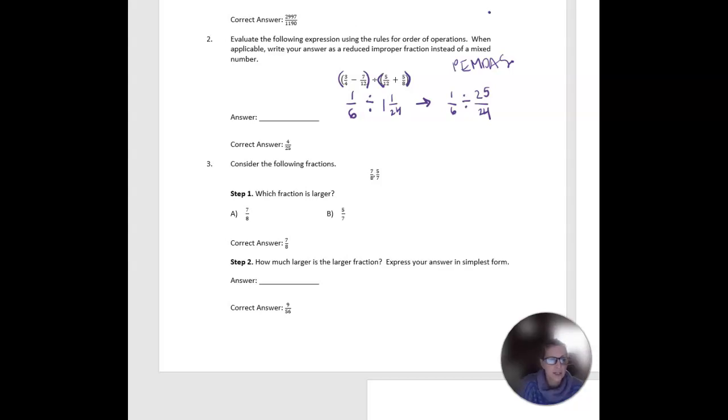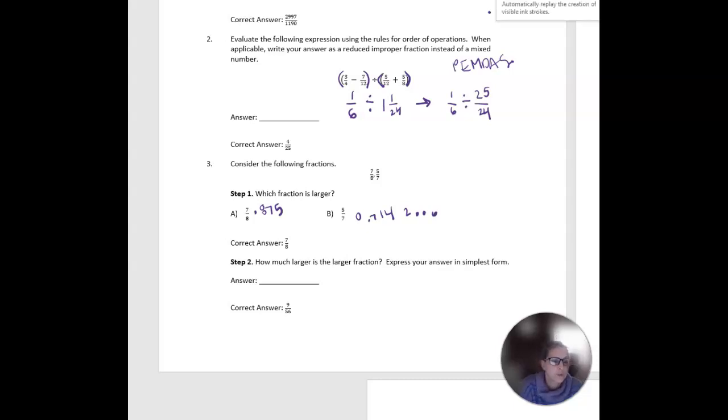Let's look at number 3. Consider the following fractions, 7/8 and 5/7. I personally think the easiest way, you can get a common denominator here and then compare your numerators to decide which one's larger. But I would use my calculator. I would convert 7/8 to a decimal. 7/8 as a decimal is 0.875. And then I would convert 5/7 to a decimal. 5/7 is 0.7142, blah, blah, blah. It goes on forever.